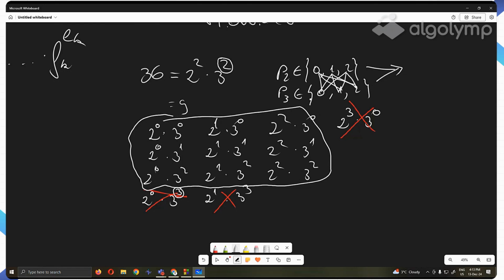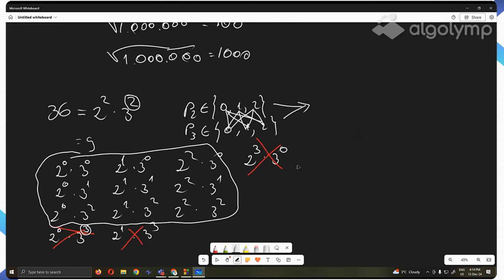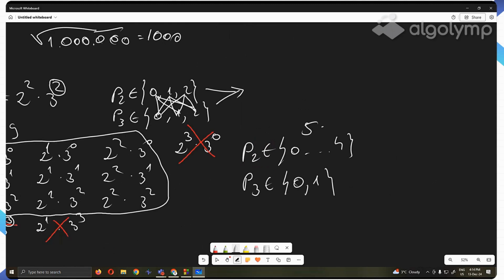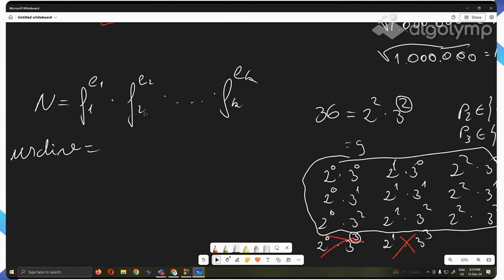You're not using factorials for this. No. The first number I can combine with how many? 3. The second, 3, and the last, 3. So 9. If I had the power of 2 go from 0 to 4 and the power of 3 go from 0 to 1, how many do I have now? 10. Very good. 5 times 2, right? Yes. Good. And then we go back to this problem.